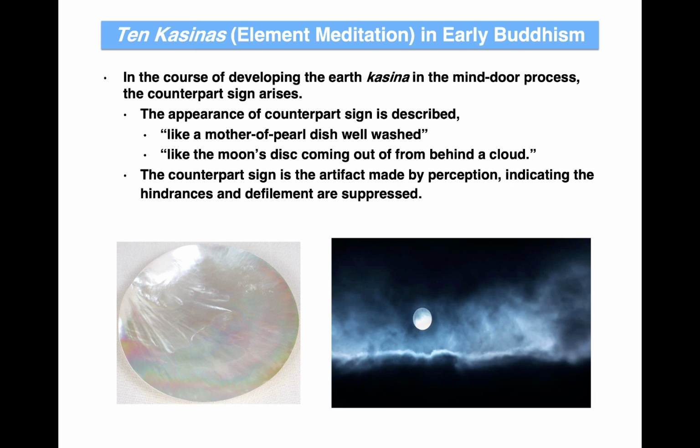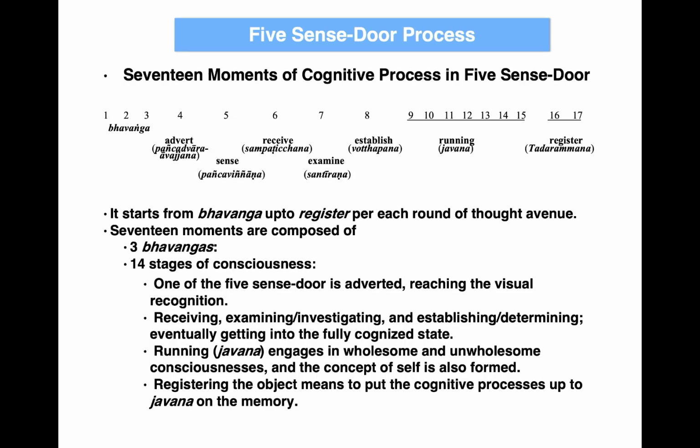So first, practice by using the five sense door, looking at the physical disc, and keep contemplating this physical disc with dawn color. Then your cognitive process transforms from the sense door to a mind door process. What is the five sense door process? There are 17 moments of cognitive process in the five sense door.